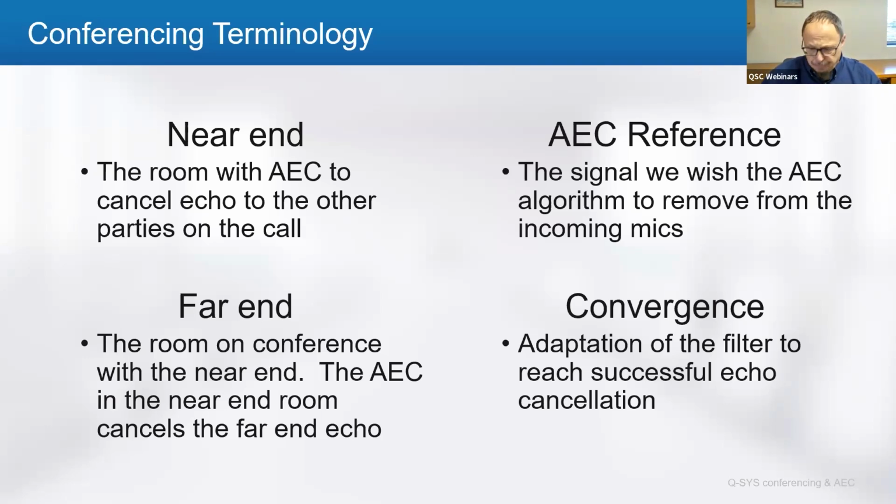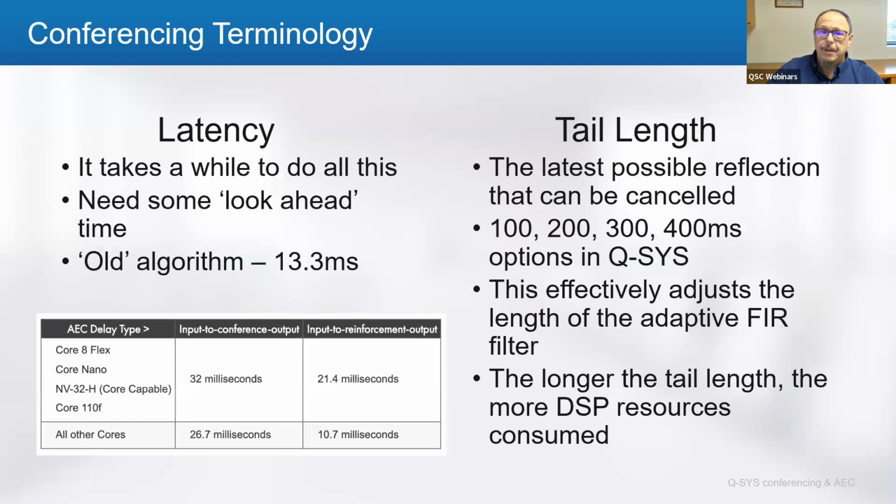Now the latency is how long it takes to do this, right? So it takes a while, and we have to have a little bit of look ahead time. So our old algorithm needed about 13 milliseconds. Today's algorithms, as you can see there on the 8 flex, 4 nano, the NV32, and the Core 110, all need 32 milliseconds from input to the conference output, and 21.4 milliseconds to the reinforcement.